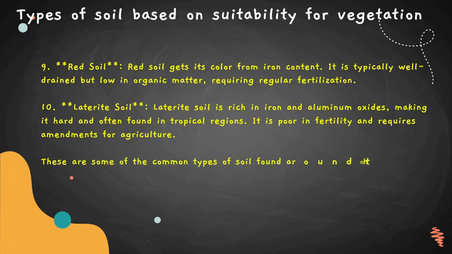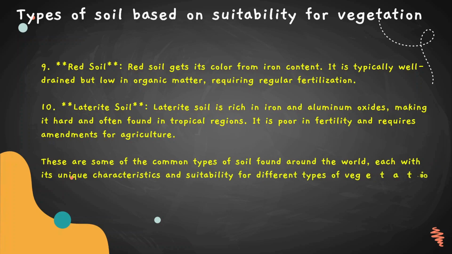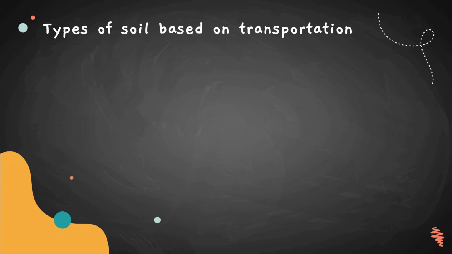So these are some of the common types of soil found around the world, each with its unique characteristics and suitability for different types of vegetation. Then comes types of soil based on the transportation method. Like we have discussed, erosion and transportation are a major part of the soil formation cycle. So some soils have been classified based on the means of transportation.